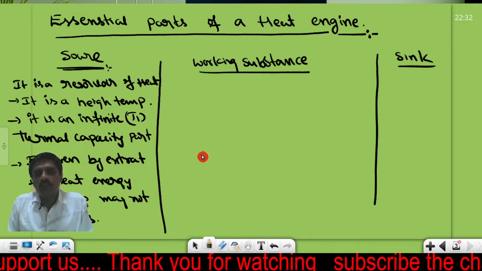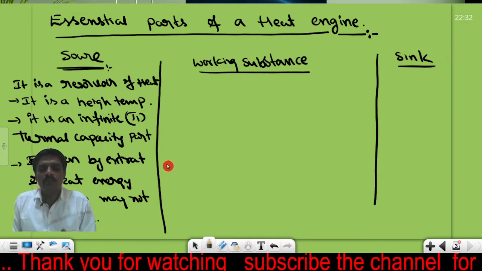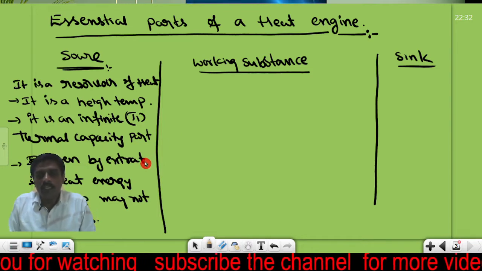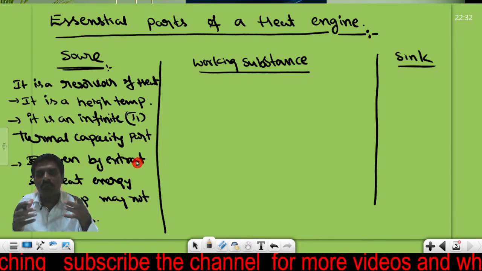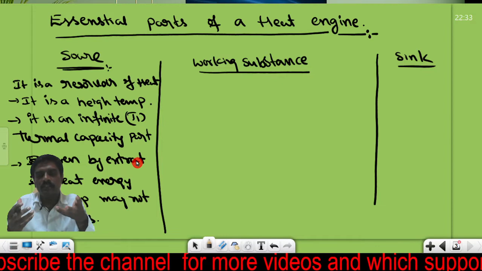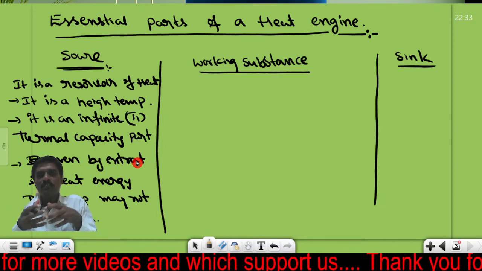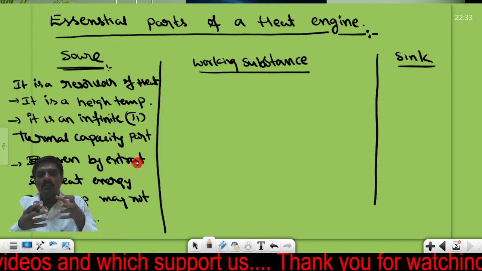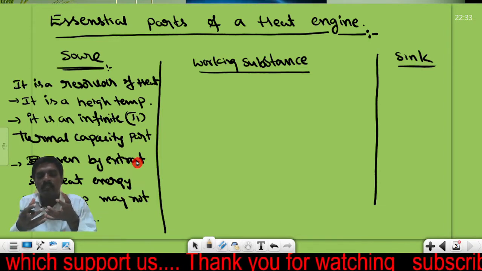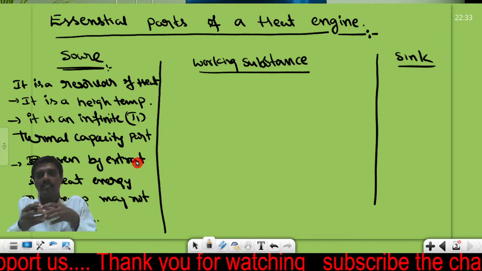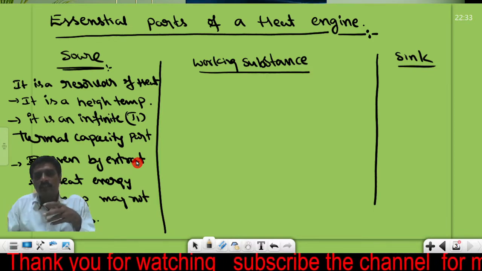Now come to the working substance. What does working substance mean? It is a material. It may be gas, it may be liquid, it may be anything, but it is ready to absorb the heat energy from the source, and also it should do some work. The remaining heat energy must be sent to the sink.